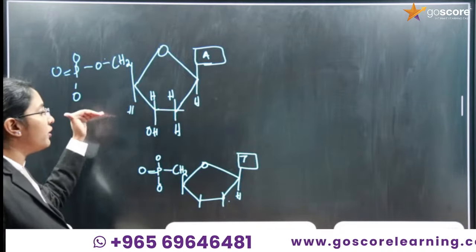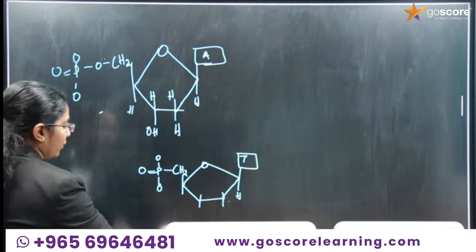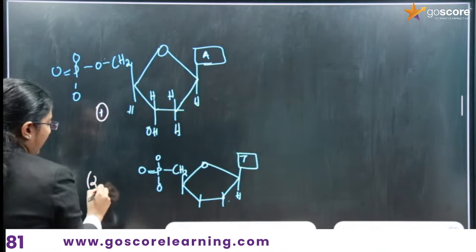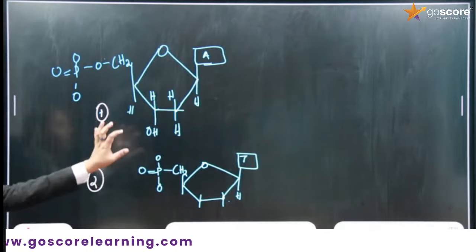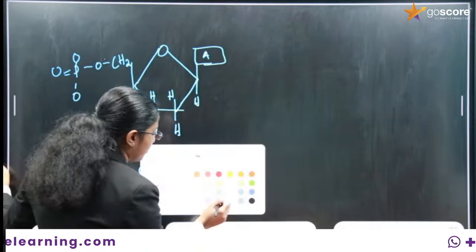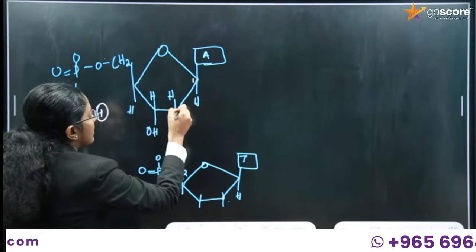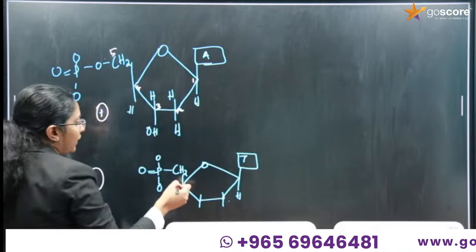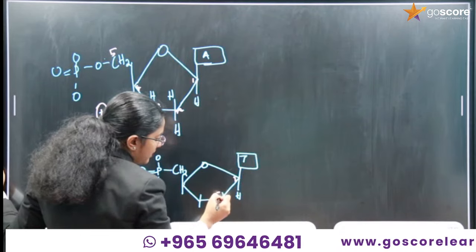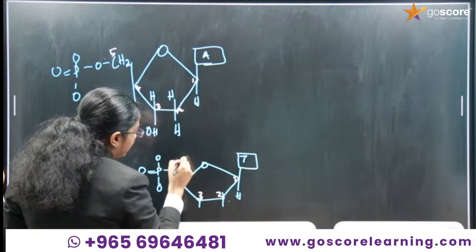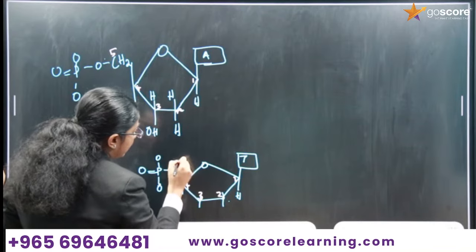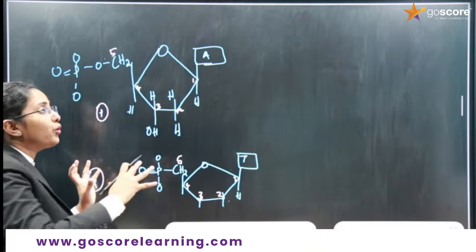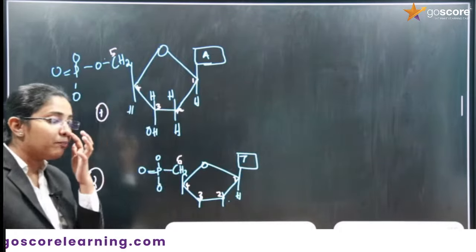See, this is the first nucleotide and this is the second nucleotide. For the first nucleotide, we will write the numbers too. The first carbon is this, the second carbon is this, third carbon, fourth carbon, and this is the fifth carbon. So how will two nucleotides combine together?